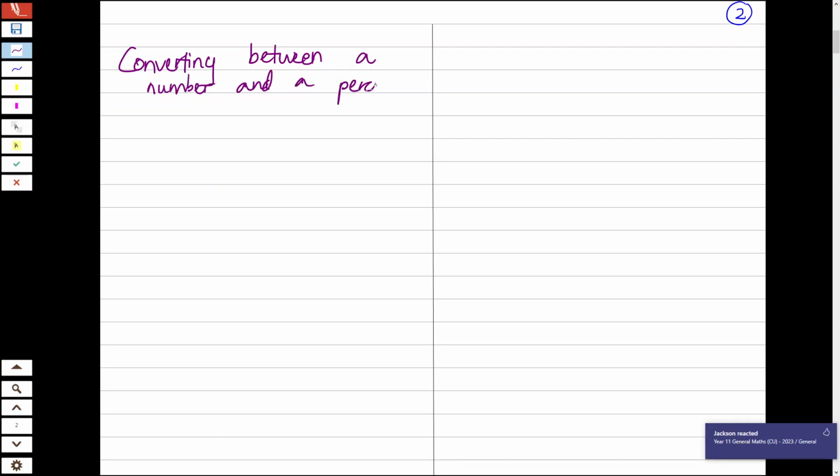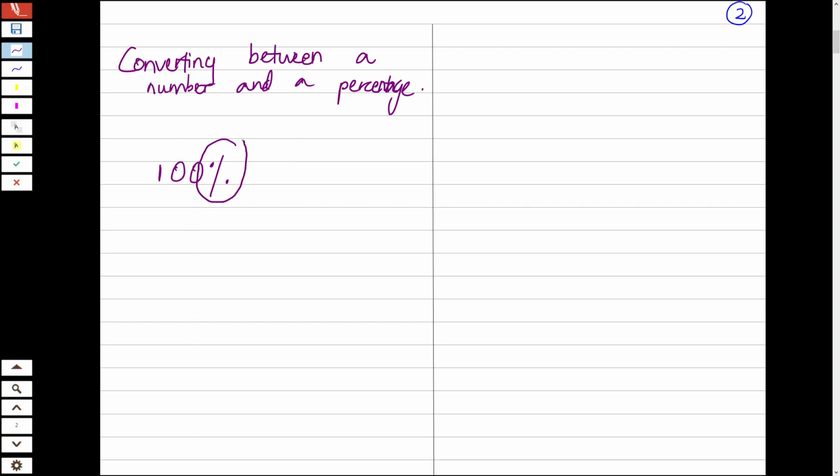Okay. So the first heading, and I'll leave it up to you whether you want to write this down or not. It's converting between a number and a percentage. So let's start with a definition. 100%. If I don't know what a percentage is, can you tell me what 100% means? 101. Okay, 100 over 1. Okay, so there's a percent symbol though, so that actually changes it slightly. Okay, it means 100 over 100.